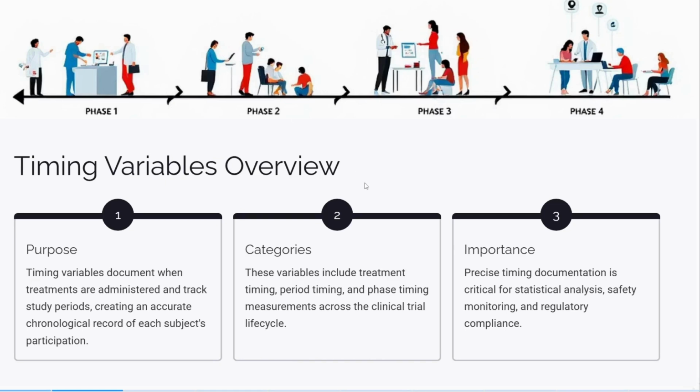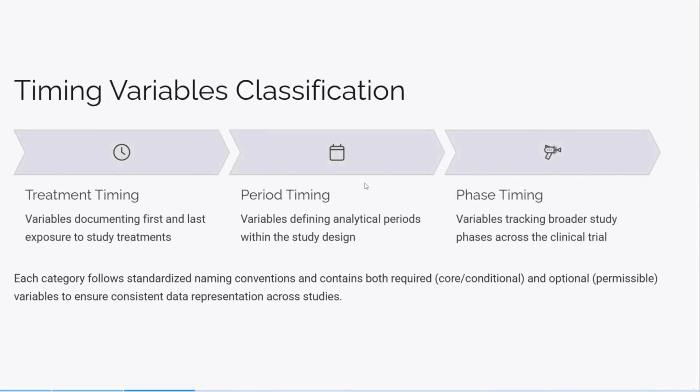Okay, so if you continue for the timing variables, here we'll have the treatment timing variables documenting the first and last exposure of the study treatment. The period timing variables define analytical periods within the study design, and the phase timing variables track broader study phases across the clinical trial. Each category follows standardized naming conventions and contains both required (core or conditional) and optional permissible variables to ensure consistent data representation across the study.